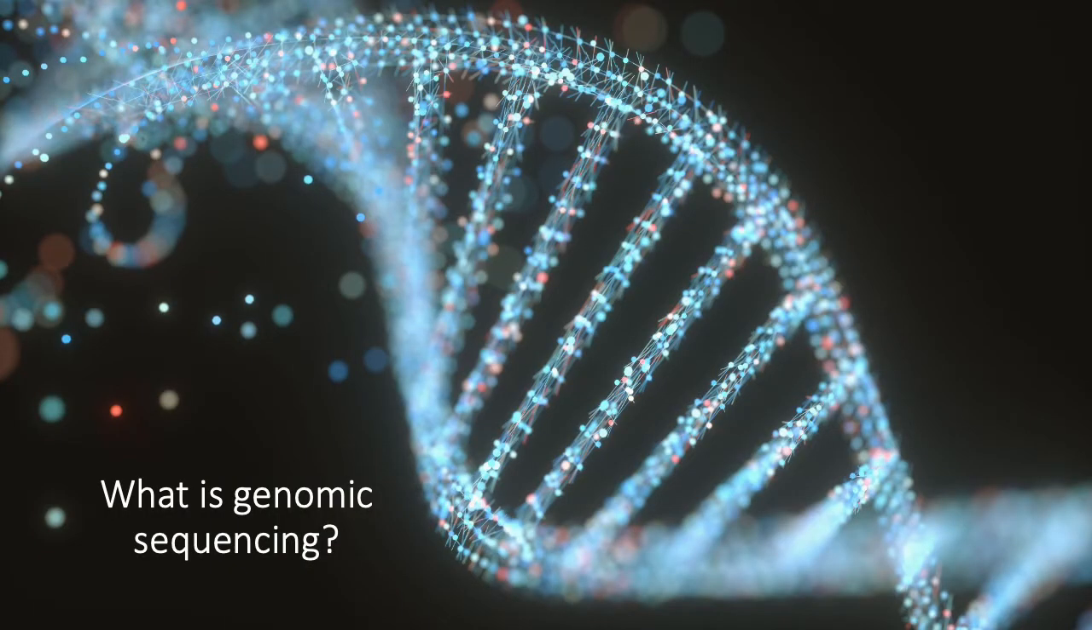So what is genomic sequencing? Genomic sequencing is a technique that is used to read DNA. It finds the order of the letters of a person's DNA one by one. This DNA sequence can be referred to as genomic data. There are a lot of letters to be read, which means that genomic sequencing can produce a lot of data.